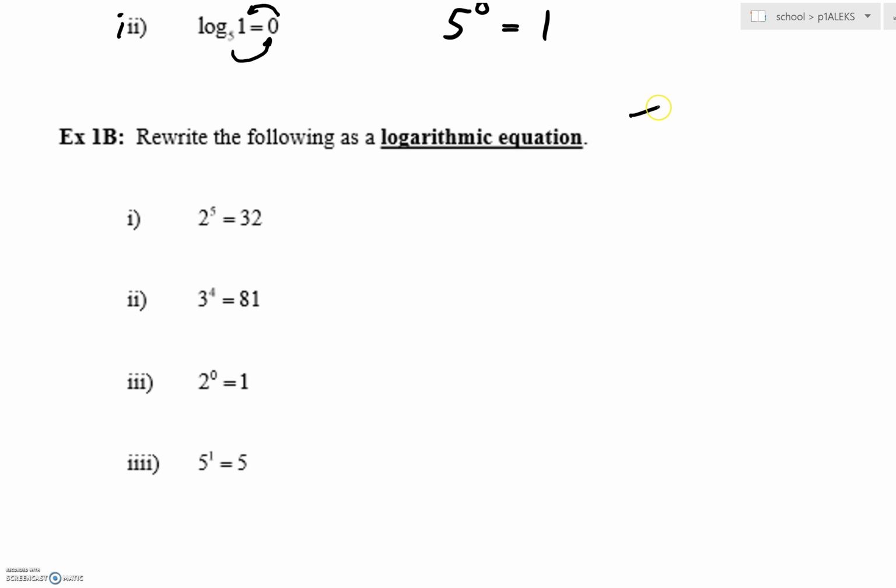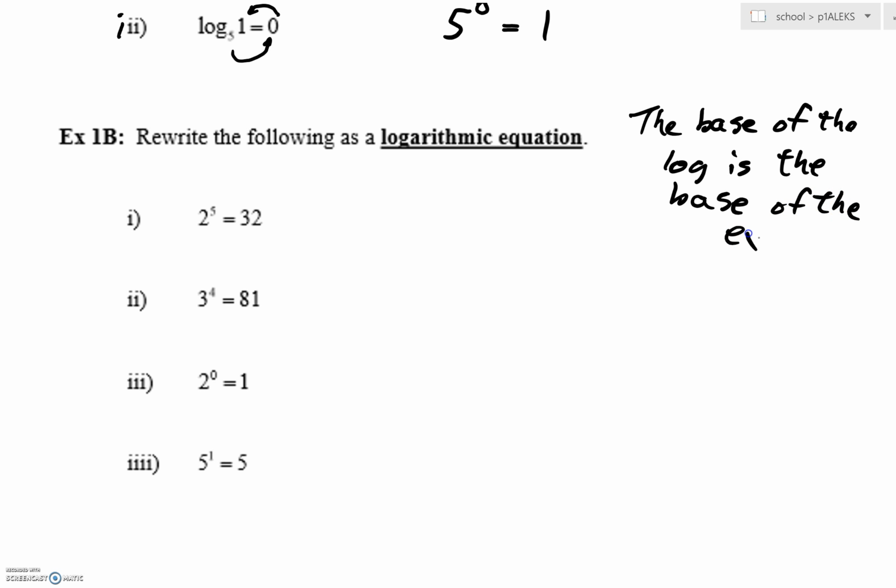This is where I want you to realize the base of the log is the base of the exponent. The base of the log is the base of the exponent. So the power, I think you can always see, is up here. That's a 5. But what's your base here? Your base is 2.